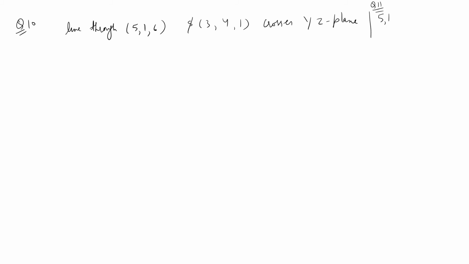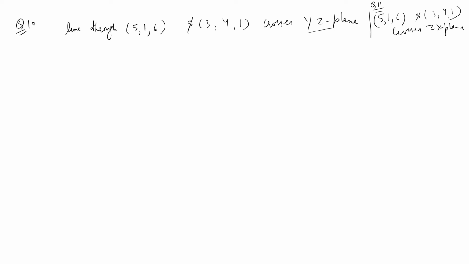Question number 10 is very important because questions 10 and 11 are the same. If you understand the concept, you will be able to do these questions. Question 10 is: find the coordinates of the point where the line through (5, 1, 6) and (3, 4, 1) crosses the YZ plane. Question 11 uses the same points, and it is given that the line is crossing the ZX plane. I will take question 11 alongside and not discuss it separately.